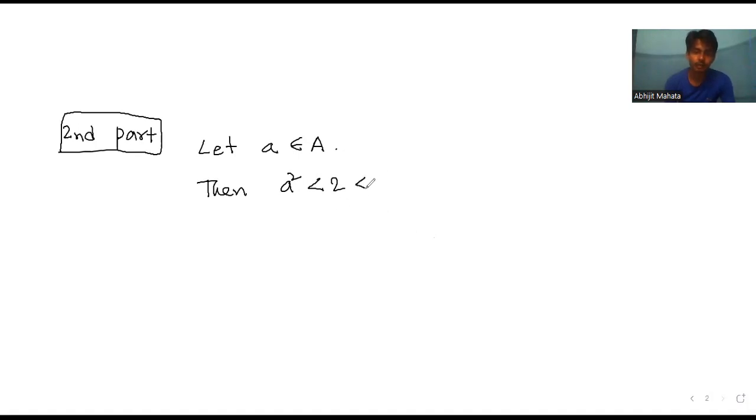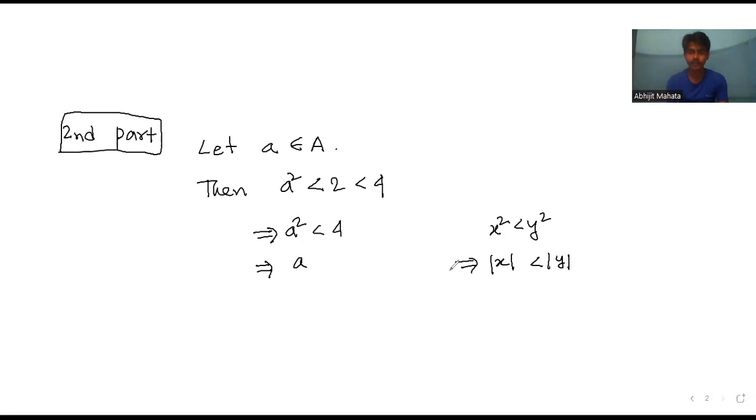Now we know 2 is less than 4, so immediately we can write a squared less than 4. Now both sides we can take as a square. Here is an important thing I'm writing: if x squared is less than y squared, then the absolute value of x is less than the absolute value of y. It is if and only if. This is very important. You can check that this is true in any ordered field. So now this is less than 2. So if we take a from A, then a is less than 2. So we are getting that 2 is an upper bound.